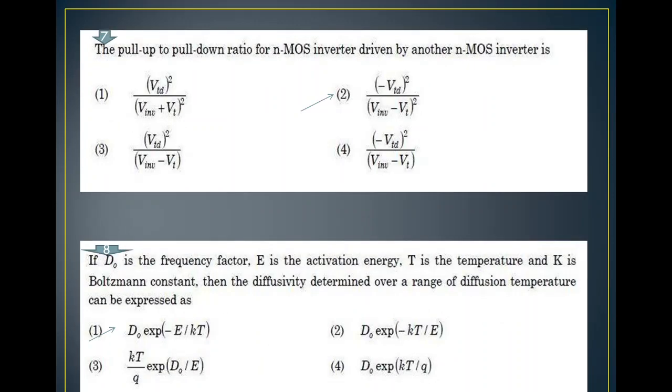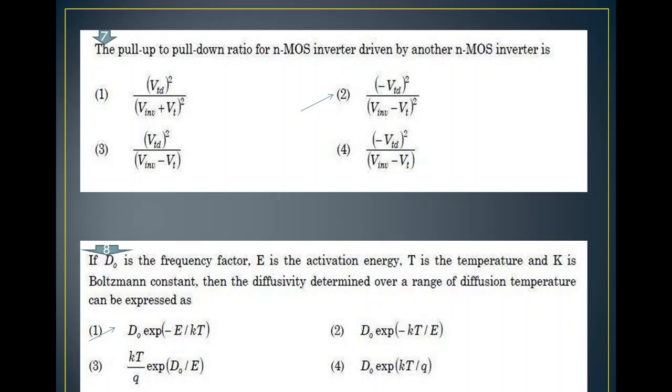So next, question number 7. The pull up to pull down ratio for an NMOS metal oxide semiconductor inverter driven by another NMOS inverter is, and the correct option is second, that is minus VDD square upon VIN minus VT whole square.